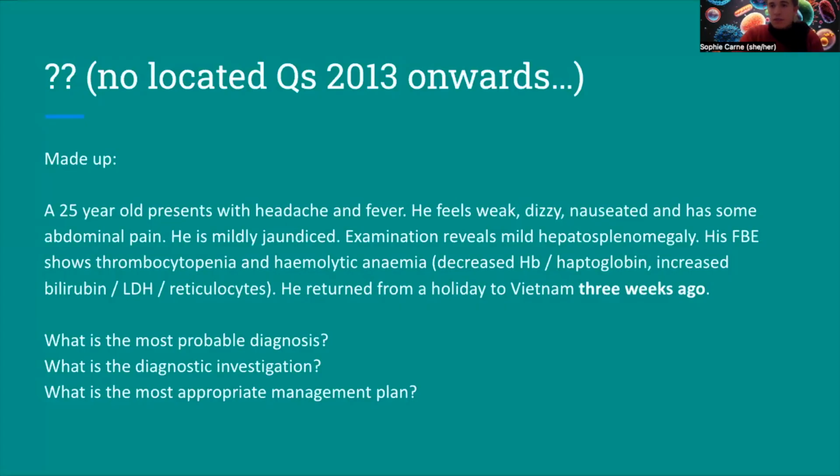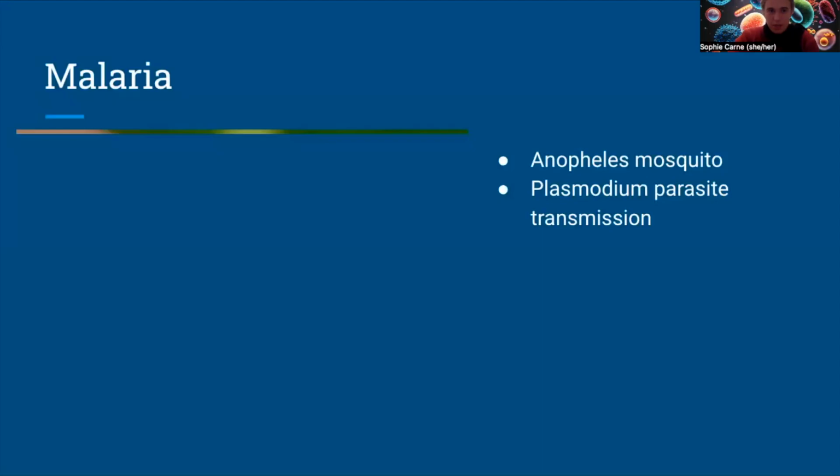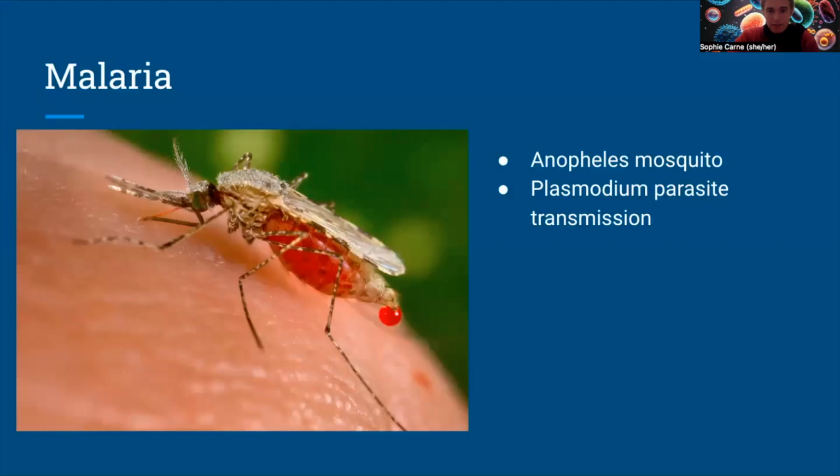All right, so this one I couldn't find any questions on from 2013 onwards. So I've just made up this stem. So he's returned from holiday to Vietnam 3 weeks ago. We'd like to know the diagnosis, investigation, and management plan. With these symptoms and the travel history and the time course, the most likely diagnosis is malaria.